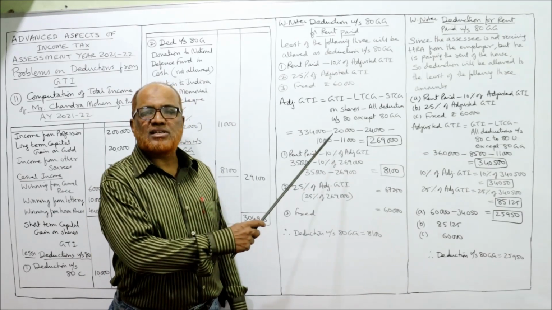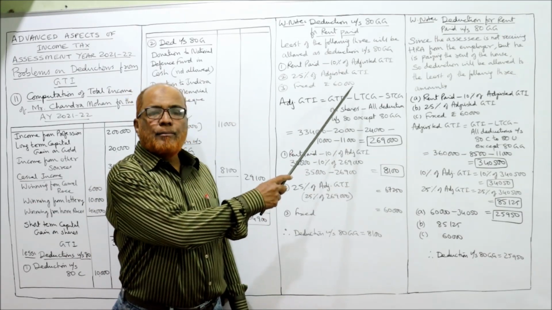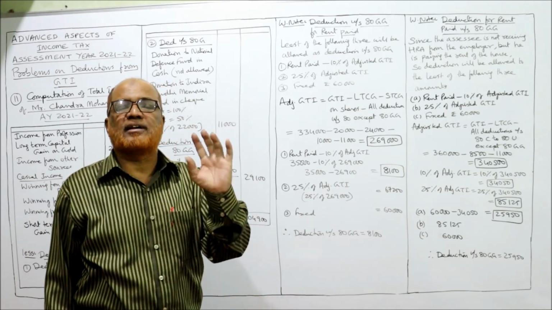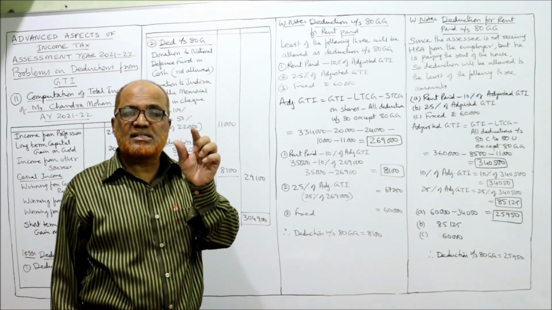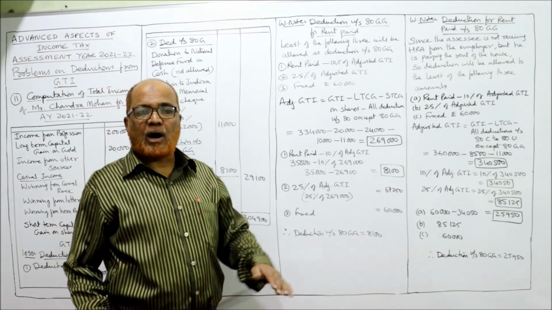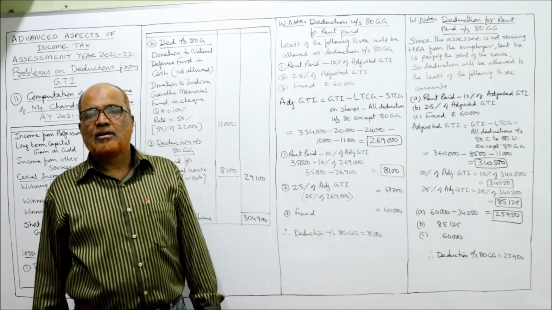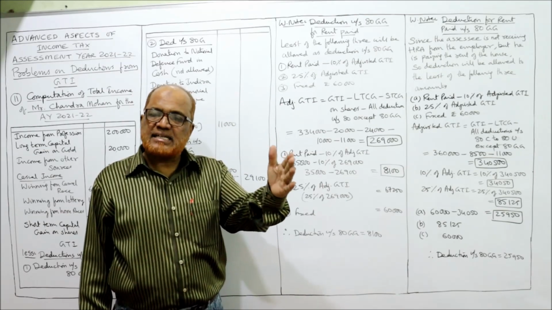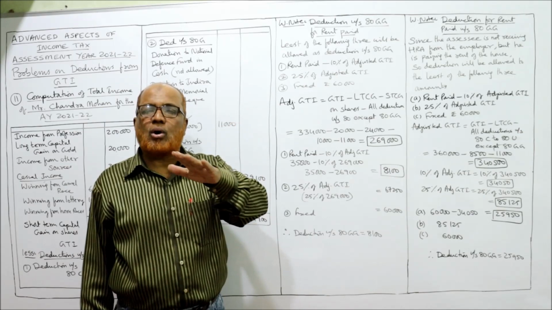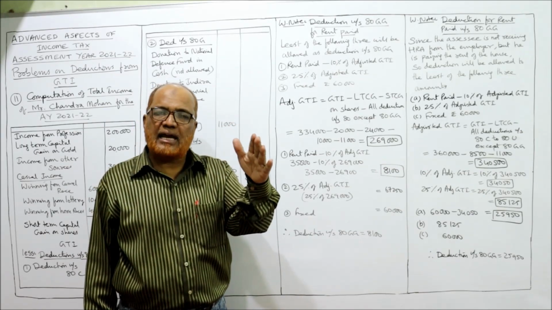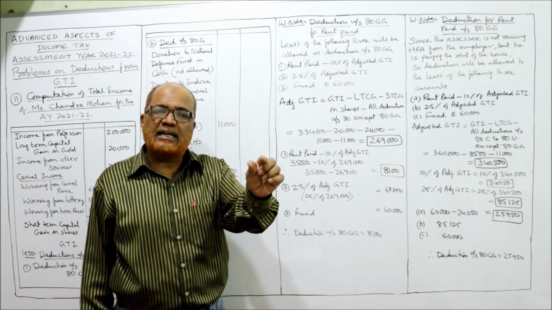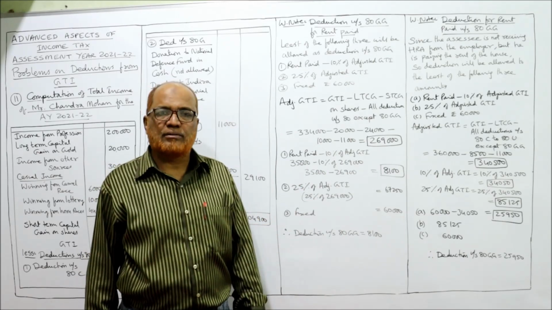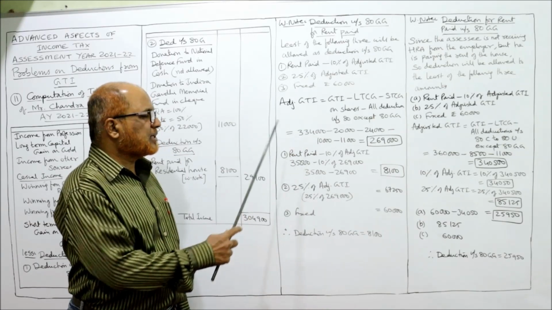What is the formula for adjusted GTI? GTI minus LTCG minus STCG on shares. This definition is specifically given by the Income Tax Act. How to find the adjusted GTI? GTI minus LTCG minus STCG on shares minus all deductions under section 80 except 80GG. All deductions except 80GG.